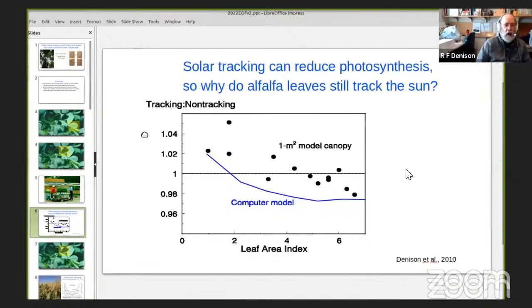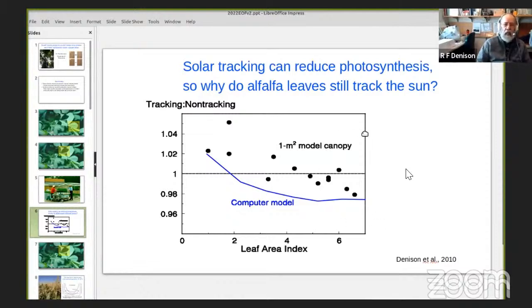And what we found here, the vertical axis is the benefit or cost of solar tracking in terms of photosynthesis. So a value of 1 means no effect. A positive value means that solar tracking is increasing photosynthesis, in this case, maybe 5% or thereabouts. And a value less than 1 means that solar tracking is actually decreasing photosynthesis. Down here, maybe a couple percent.